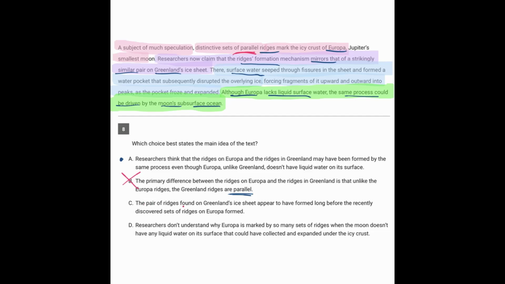C. The pair of ridges found on Greenland's ice sheet appear to have formed long before the ridges in Europa. We're not really seeing any time comparison of the two, and if we are, it's definitely not the main idea. D. Researchers don't understand why Europa is marked by so many sets of ridges when the moon doesn't have any liquid water. We don't see a lack of understanding. We see an explanation of why they formed on Europa and why they formed on Greenland. So we're seeing a lot of understanding in the text. So the answer here is A.